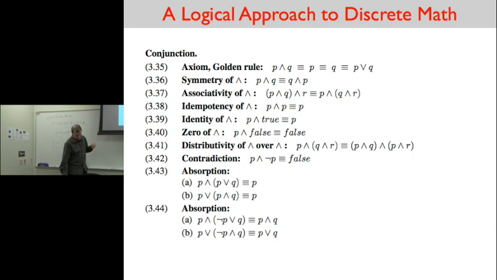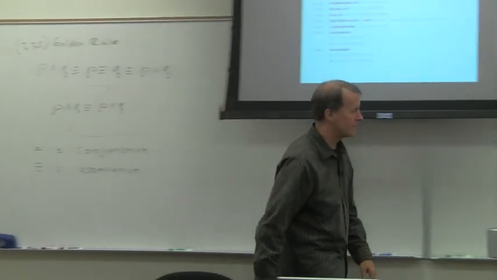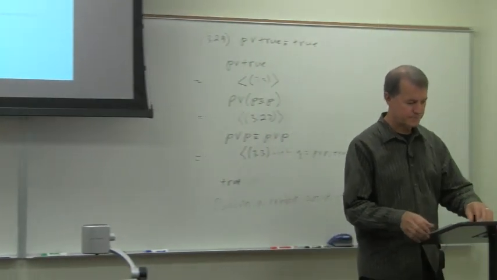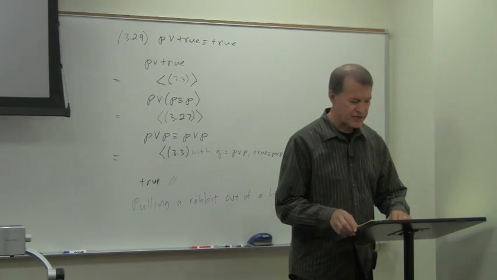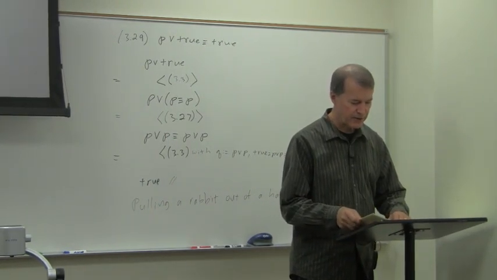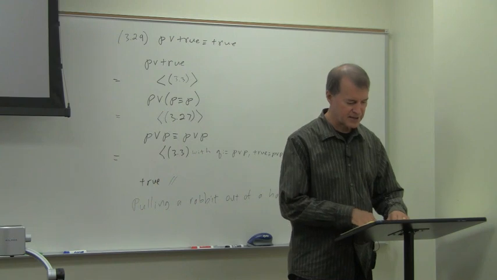Okay, and in fact, I guess I did not assign 3.39, the identity of and. But 3.36 I did assign. Okay, let's see what else we have coming up here. Actually, let's prove the identity. Let's prove 3.39.